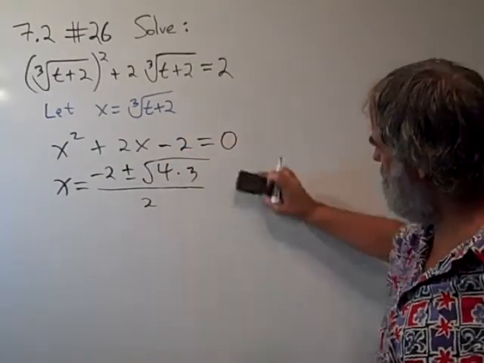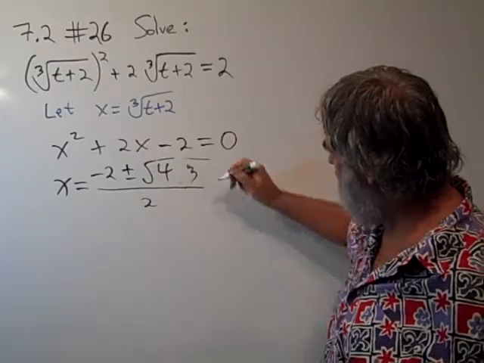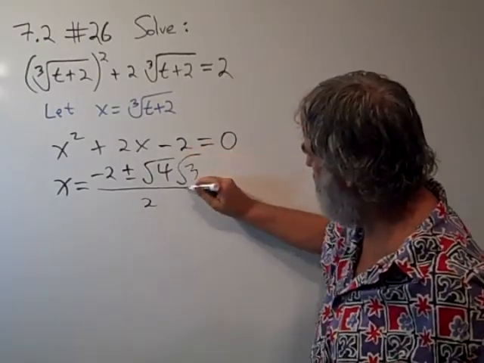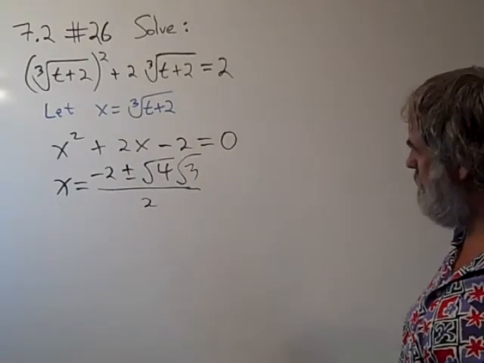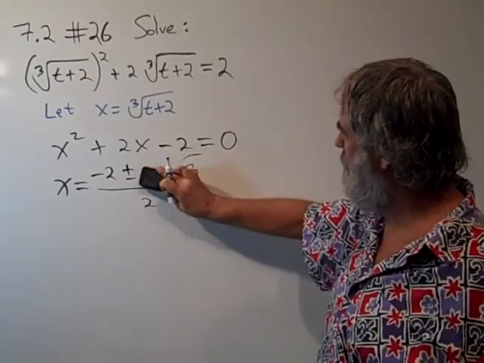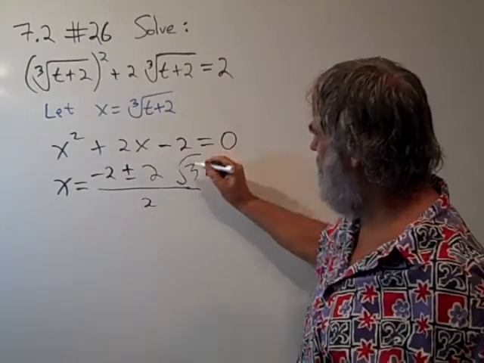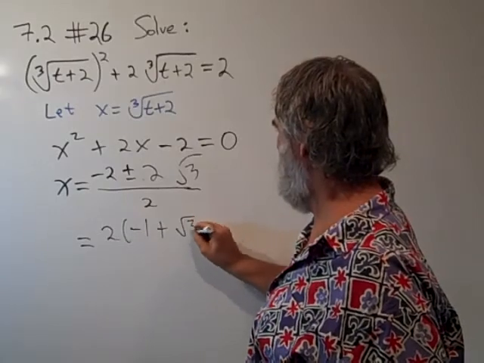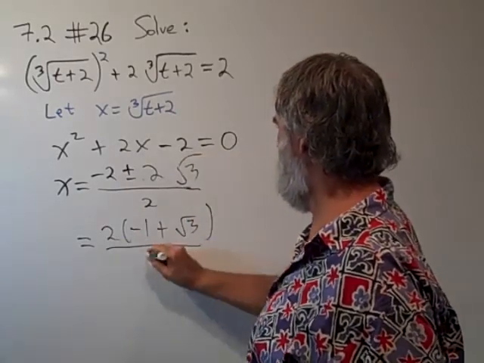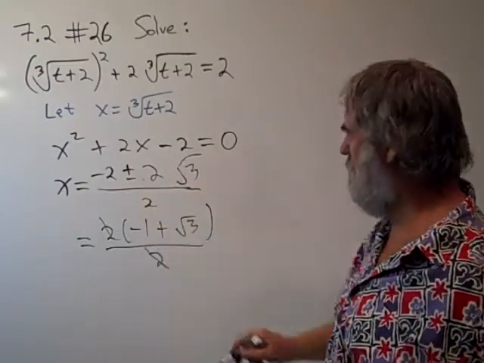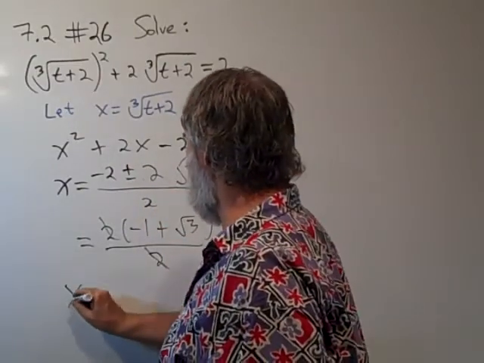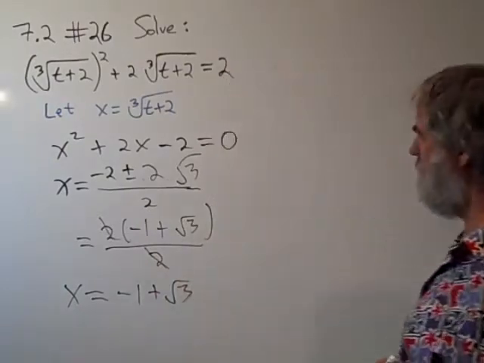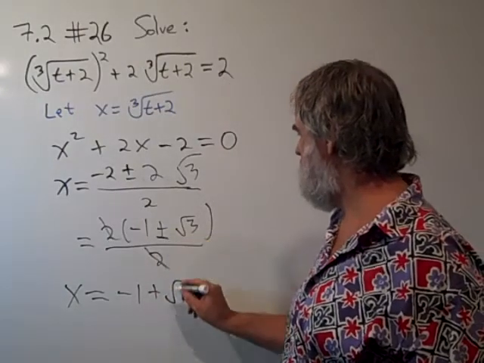And the square root of 4 times 3 is the square root of 4 times the square root of 3. And the square root of 4 equals 2. Then we can factor out a 2, which allows you to cancel that 2. Therefore, we have our solution for x. x is negative 1 plus or minus the square root of 3.